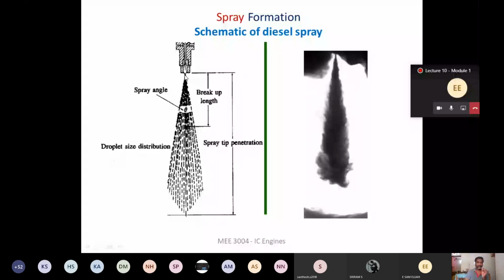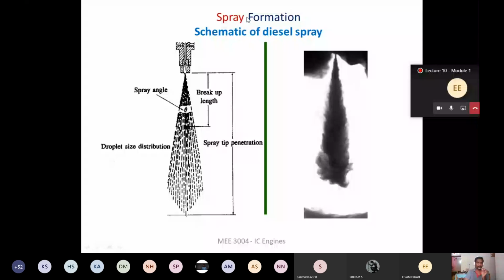So from here to the maximum distance it reaches, that we call the spray penetration. This is the spray penetration length. This is the breakup length. Breakup length is the distance up to which the fuel will be in liquid state.